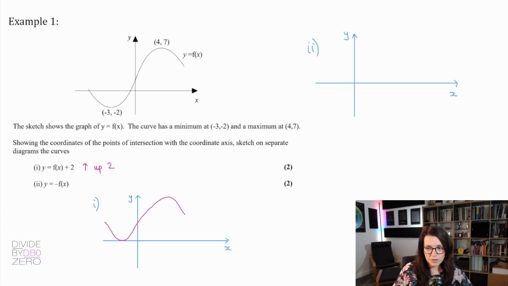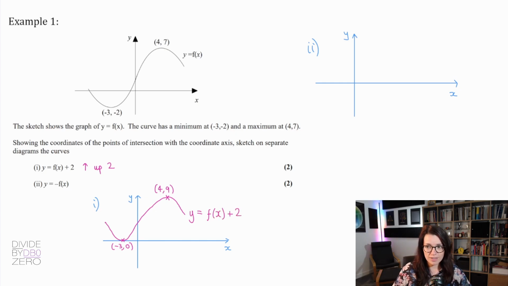Something to note specifically is that the minimum point was at minus 3, minus 2, but now it's going to be at minus 3, 0, so it's going to be sitting on the x-axis. The maximum point has also moved up by 2, so that's going to be 4, 9 now. And this is the graph of y equals f of x plus 2.